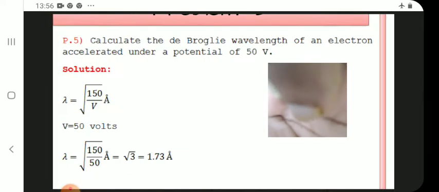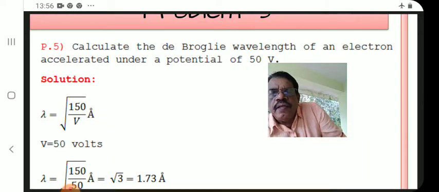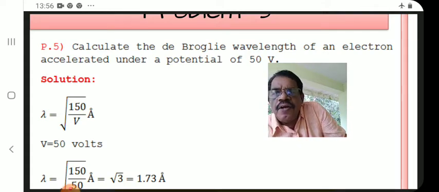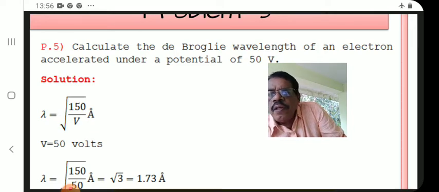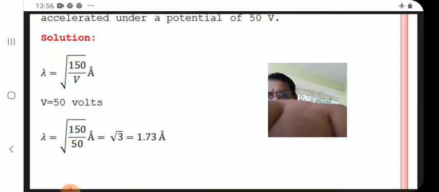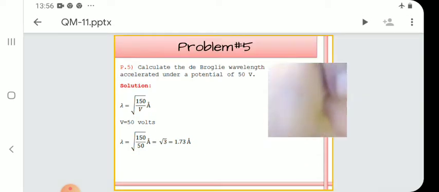Next problem. Calculate the de Broglie wavelength of an electron accelerated under a potential of 50 volt. Same type of problem. Solution: lambda is root of 150 by V angstrom. V is 50 volt. Putting the value, we get 1.73 angstrom.